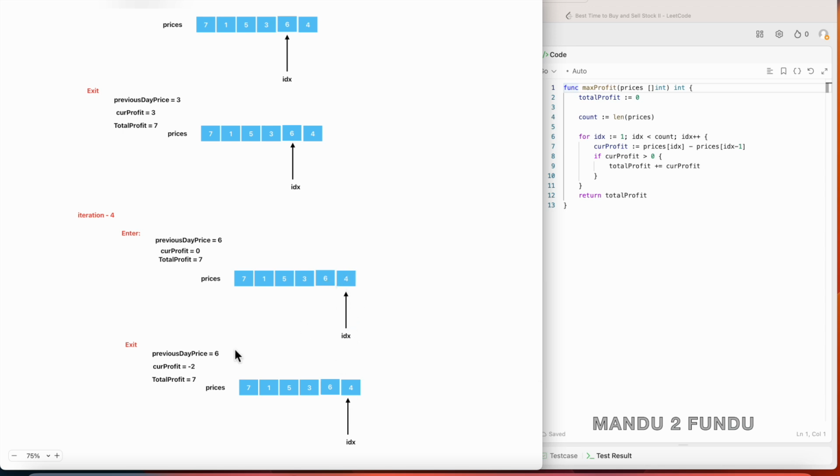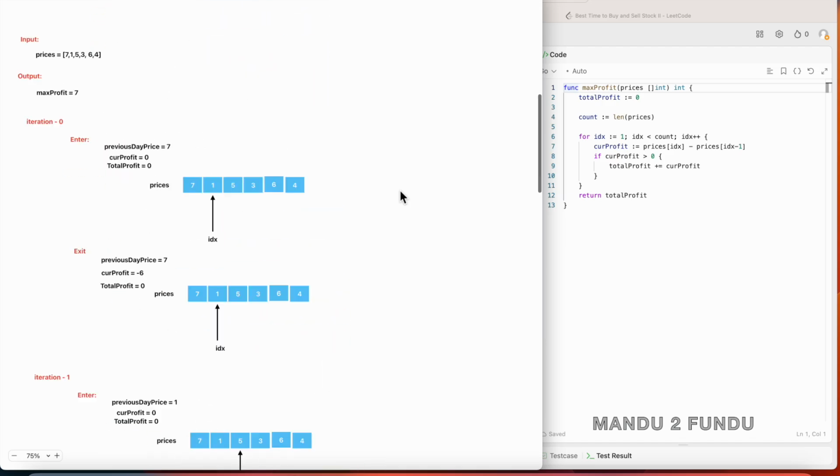In this case, we lose 2, minus 2. So the current profit is minus 2. So we skip this. So the total profit at the end is 7. So that is the expected output.